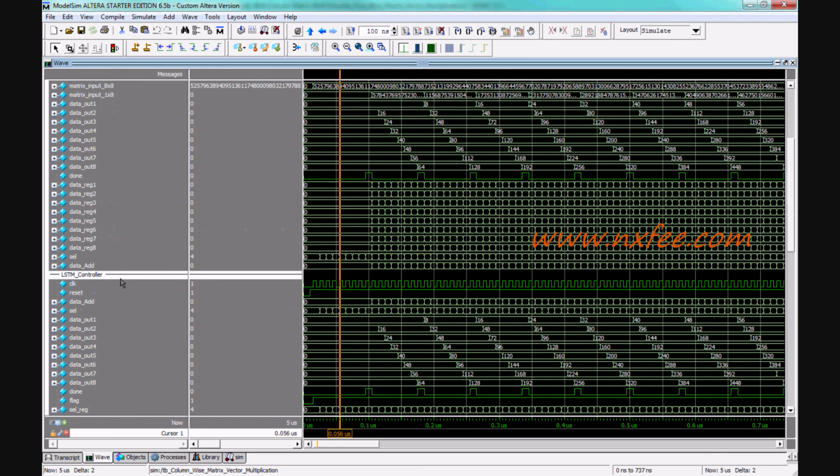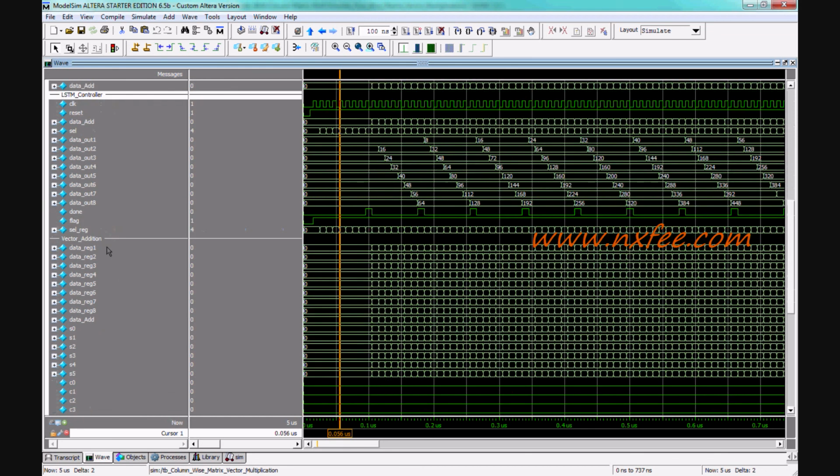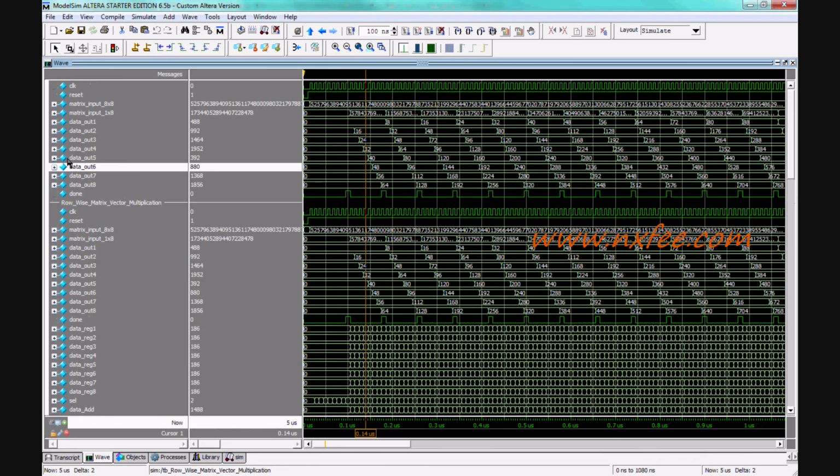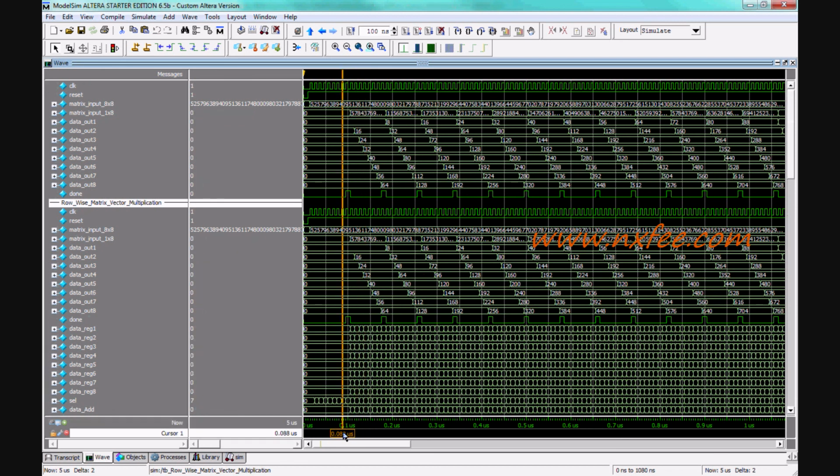You can check the sub modules: LSTM controller, vector additions, sliding functions. And this is row wise multiplication. Here row wise multiplication will also give the same output, because the method of row and column wise multiplication is different, but the output will be the same. That is the main thing here. So here we checked it: 16 24 32 40 48 56 64, all the outputs are the same.